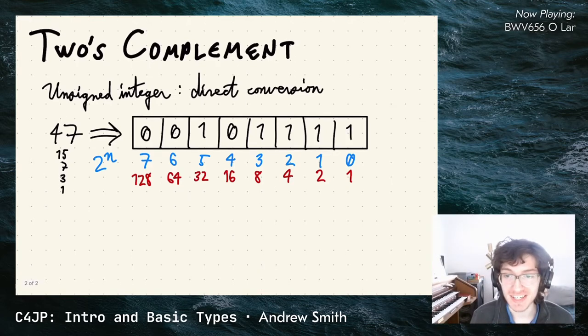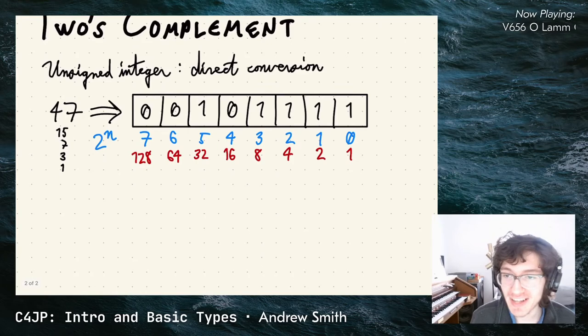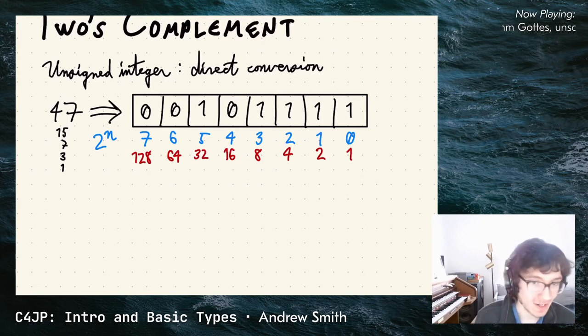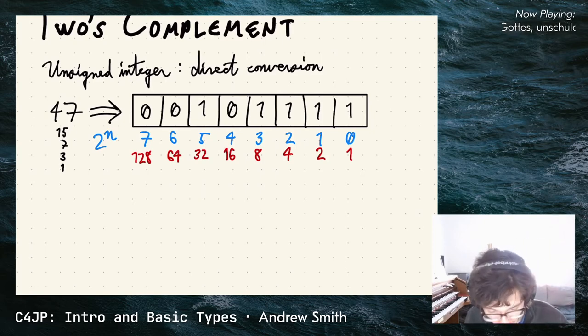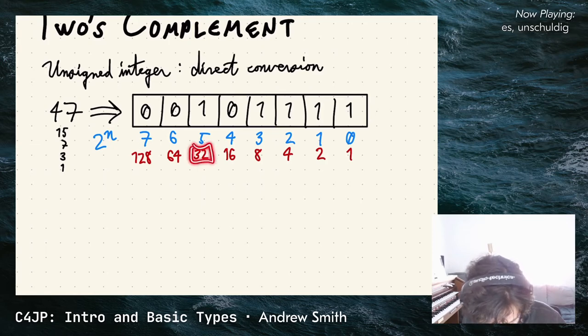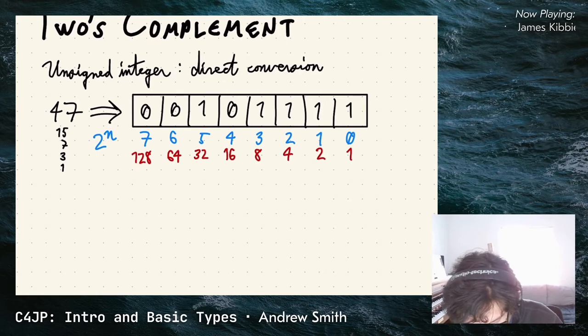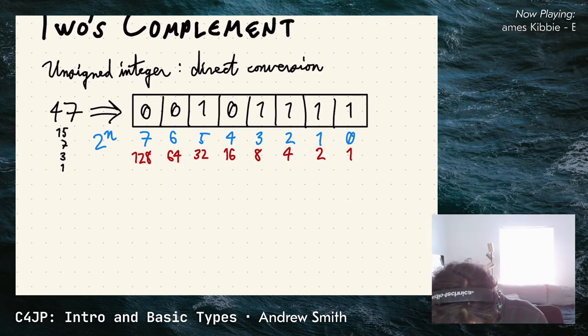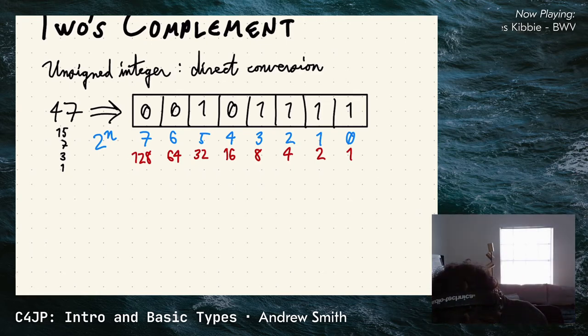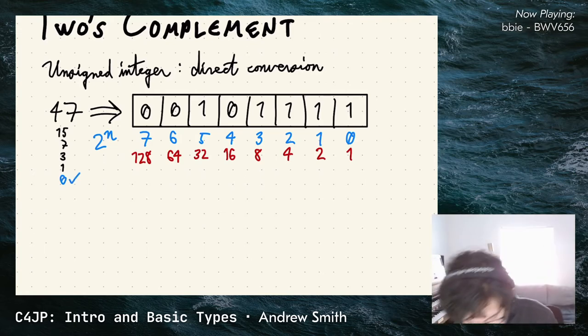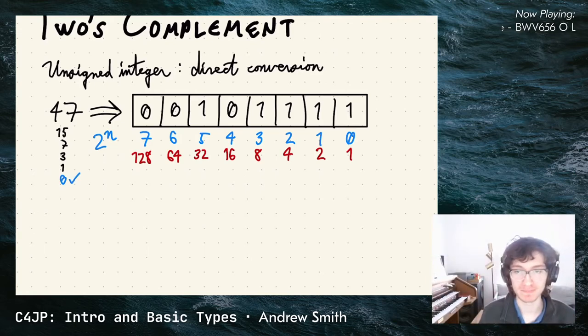And so this is 47 represented as an unsigned 8-bit integer. It's 00101111. In other words, it's 32 plus 8 plus 4 plus 2 plus 1. This is just a base 2 factorization of our number. And so finally, if after we do all these subtractions, we get 0 as our output, then that means that we successfully completed our conversion.